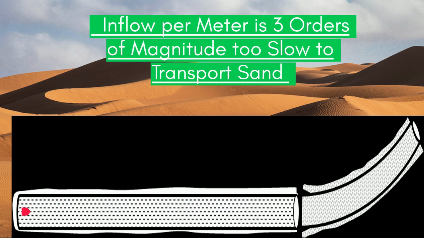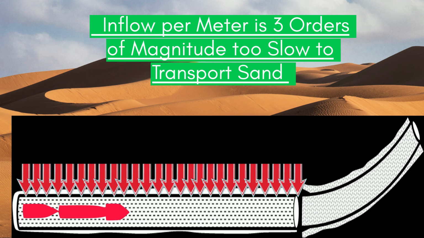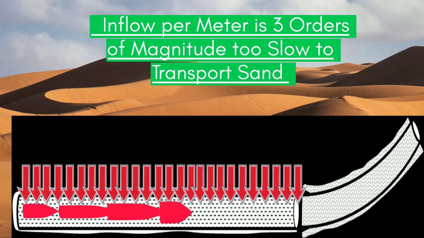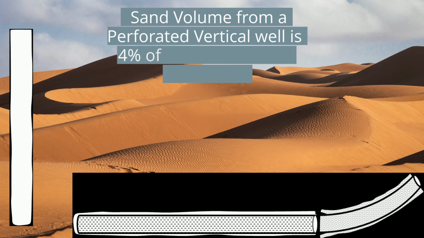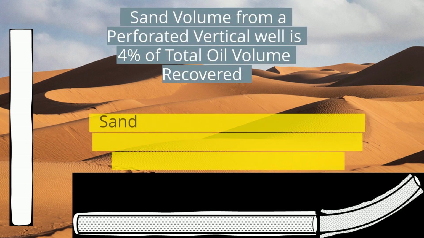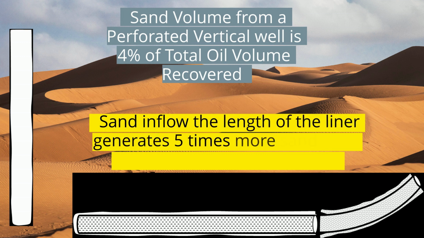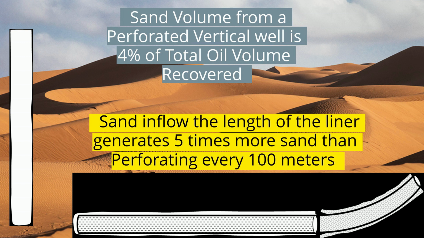A continuous flow rate of several thousand cubic meters per day is required to transport sand in commonly used liner diameters. The volume of sand extracted from a perforated vertical well is relatively small. Sizing slots in a horizontal well to allow sand inflow the length of a liner would generate an order of magnitude more sand for disposal.